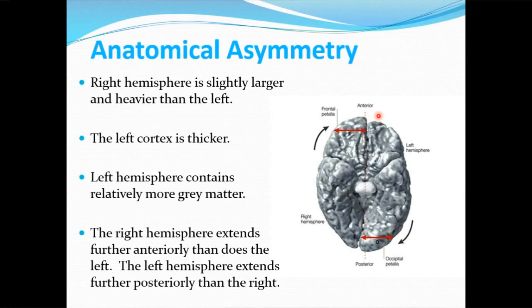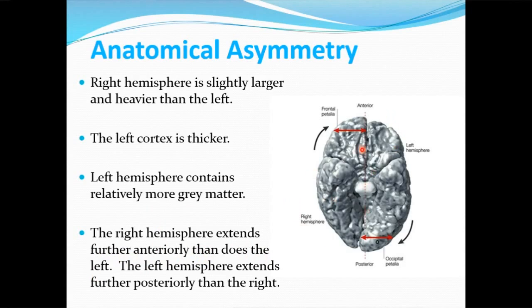So let's look at the left versus right hemisphere. While they are very similar in many ways, there are important anatomical differences. The first is that the right hemisphere is slightly larger and heavier than the left. The left cortex is thicker. The left hemisphere contains relatively more gray matter. And the right hemisphere extends further anteriorly than does the left.